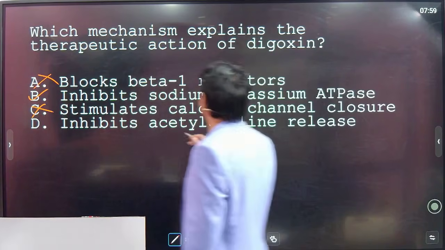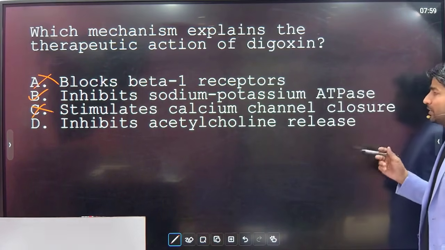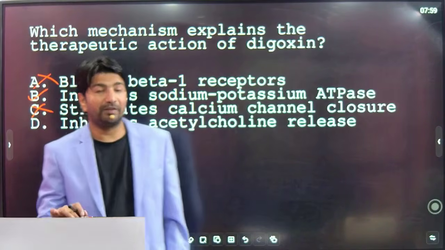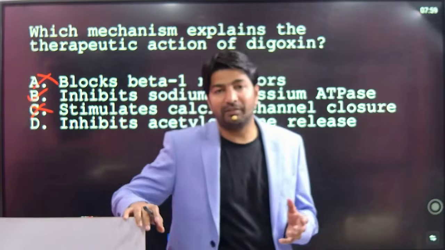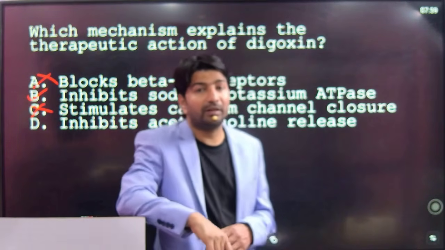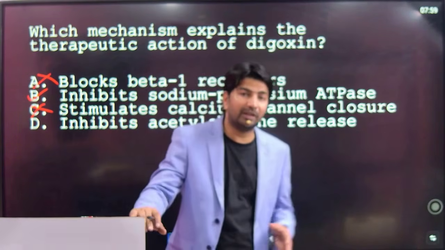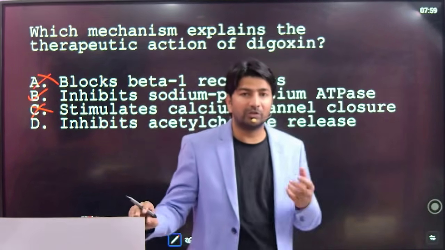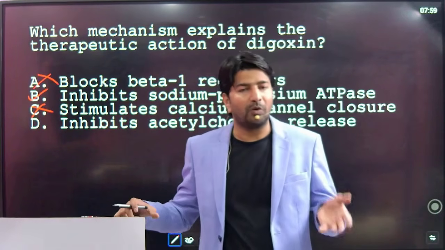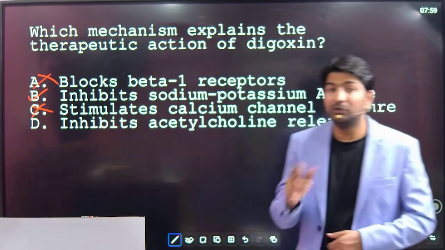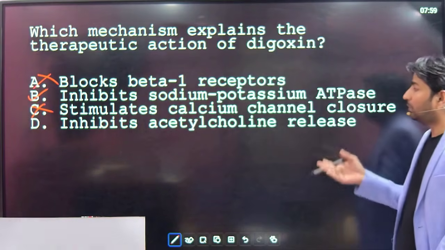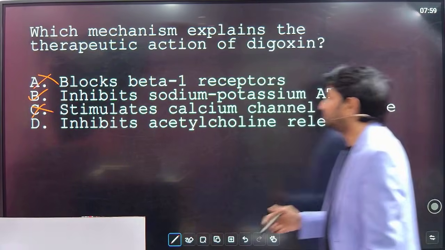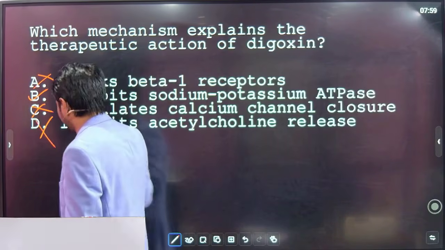Next is inhibiting acetylcholine release. Well, it doesn't stop the release of acetylcholine. We saw that when digoxin is given, it stimulates the vagus nerve. When it stimulates the vagus nerve it produces acetylcholine. Acetylcholine goes to the SA node and AV node and reduces the activity there, which slows down the speed of impulse generation by the SA node, and it reduces conduction through the AV node. So digoxin actually increases acetylcholine activity rather than decreasing it. So this will also be wrong here.